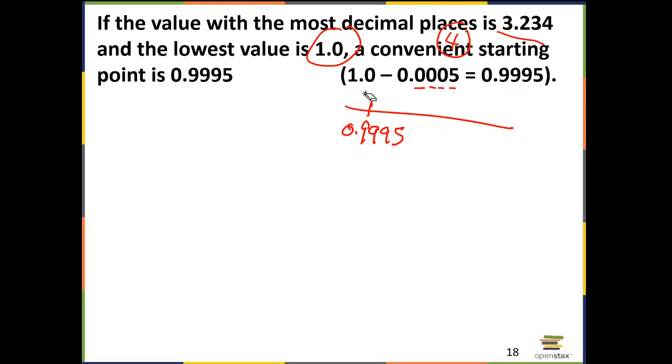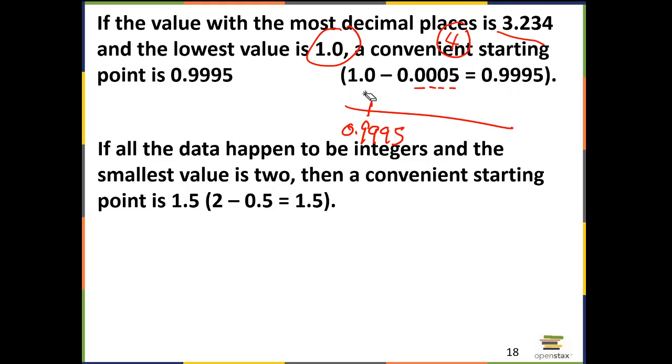All right, so that's the starting point. That's how we decide. Here's another example. All the data happen to be integers. That means there are 0 decimal places, so we add 1. So we have to use 1 decimal place for the boundaries. What's the smallest value? 1.5. So 1.5 minus 0.5. 0.5 creates 1 decimal place.